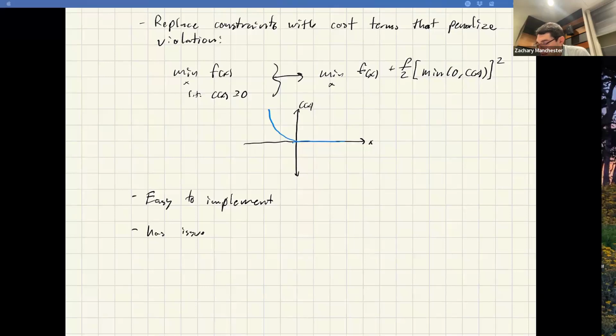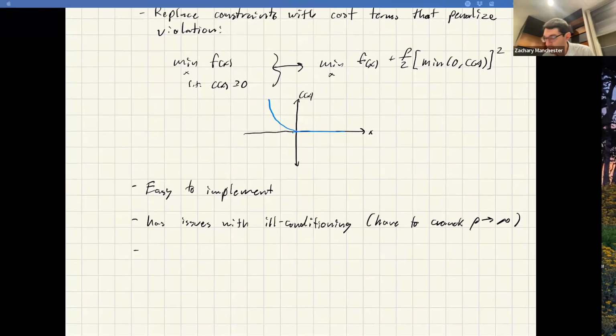Basically, this has issues with ill conditioning. And this all kind of stems from the fact that you have to crank rho to infinity to legit satisfy the constraints. As a result, you're going to hit some ill conditioning somewhere as a function of that rho cranking up. And the net result is you can't really solve these problems to high accuracy with this method because of the ill conditioning problem.